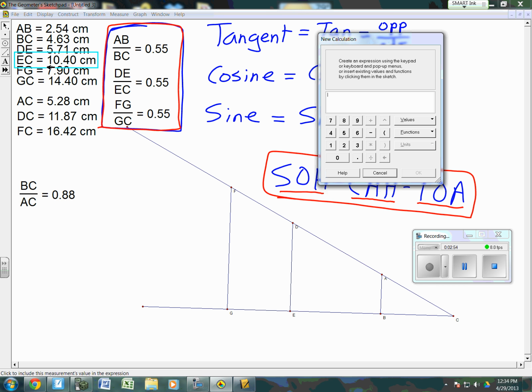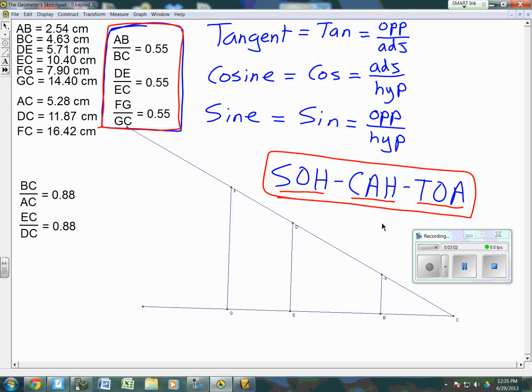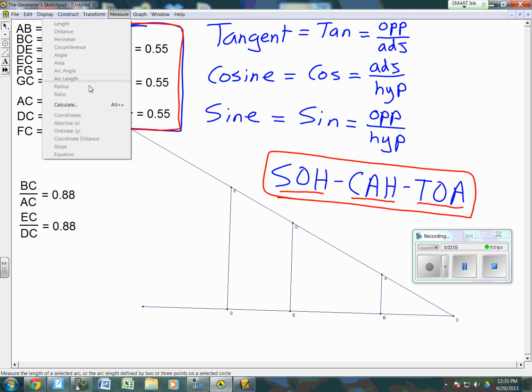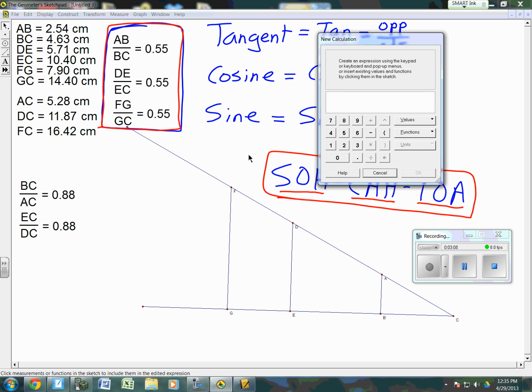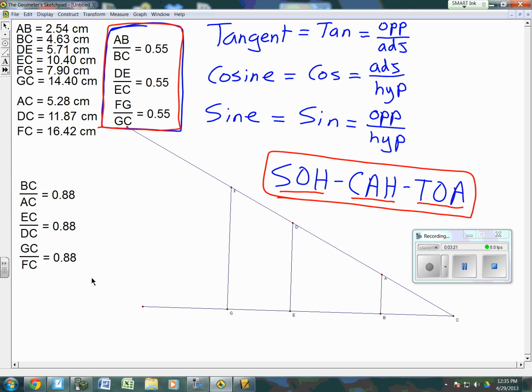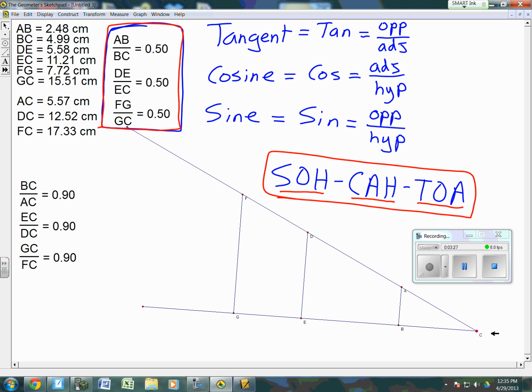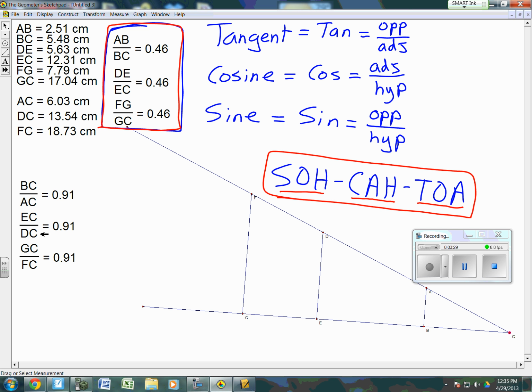Okay, EC divided by DC. And the last one is GC divided by FC, right? And notice that all three of those are the same ratio, even if I drag them around. Whenever I drag these two, the cosines all stay the same, the tangents all stay the same, right?